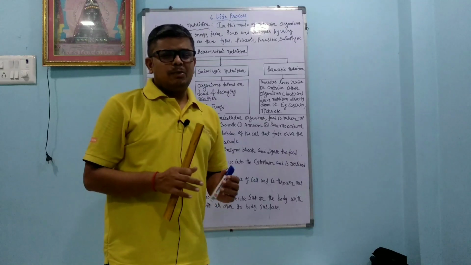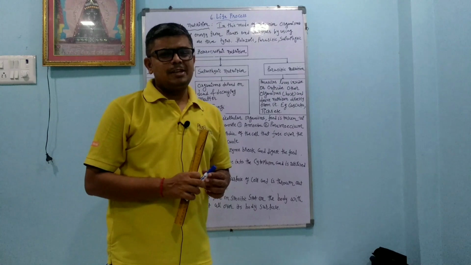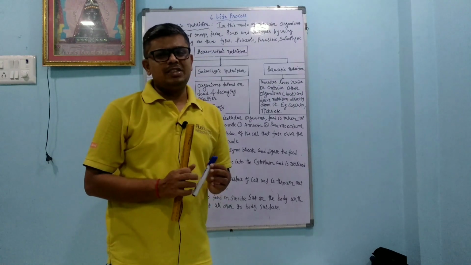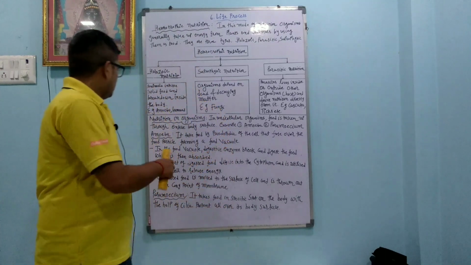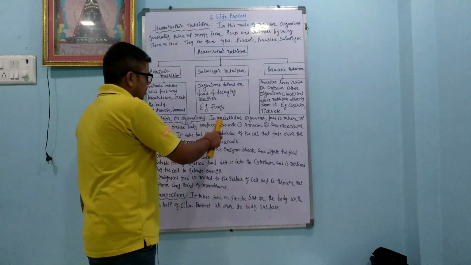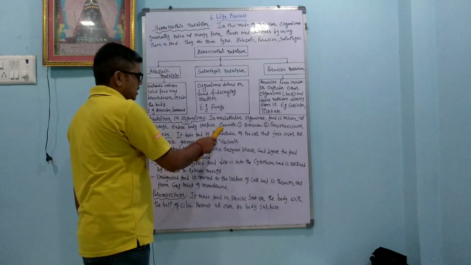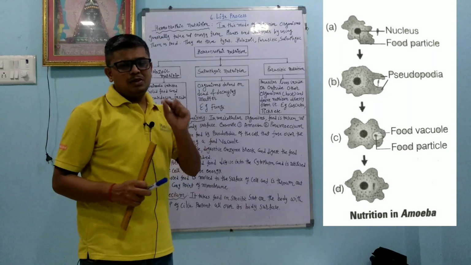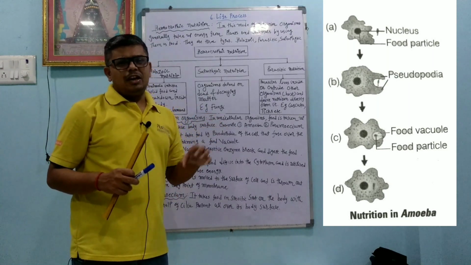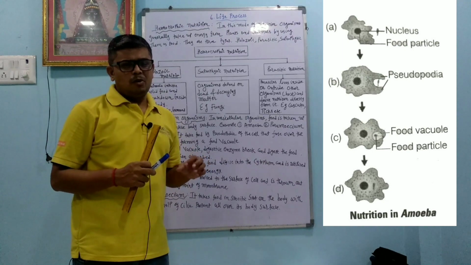Dear student, we will learn about nutrition in amoeba and paramecium. Amoeba and paramecium are examples of unicellular organisms, meaning only one cell is present. In unicellular organisms, food is taken up through the entire body surface. So unicellular means one cell is present, and they take up the food through the entire surface of the body cell.